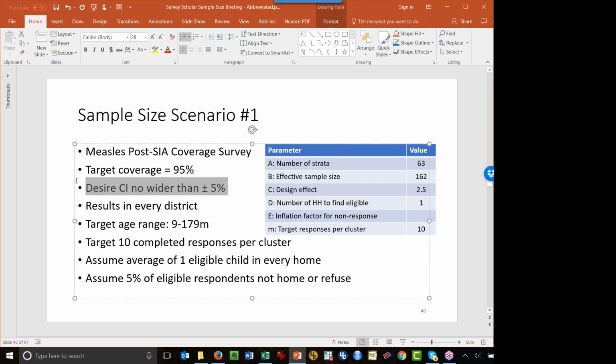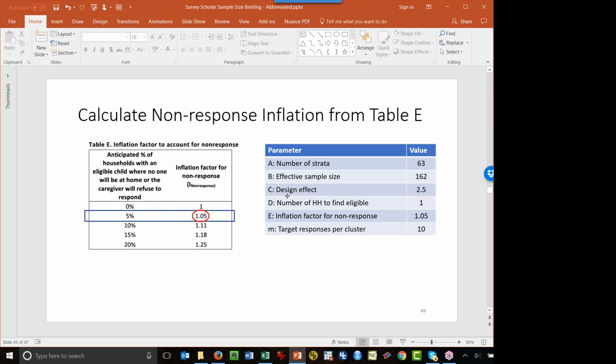So we use these inputs to calculate the effective sample size using table B1. And then we use this input and the knowledge that it's an SIA survey to calculate the design effect. And now we just need to calculate the inflation factor for non-response. And we can use table E. The tables are named after the value. So this is value E, so this is table E. We have been told by some survey professionals to expect probably a 5% non-response rate. And so that means that the inflation factor will be 1.05.